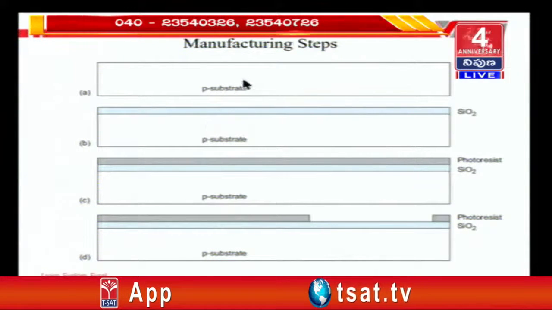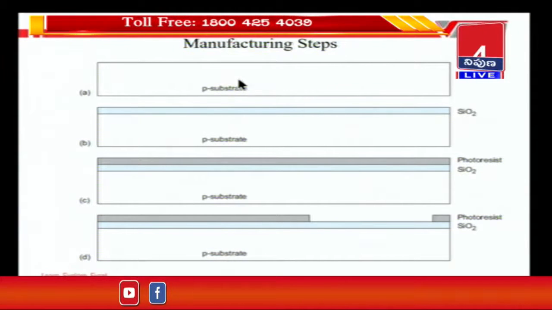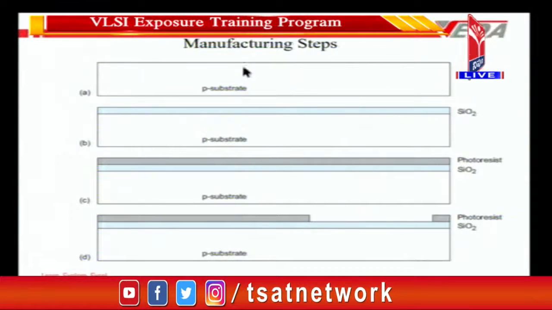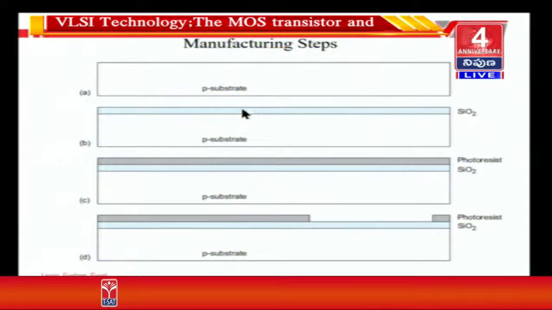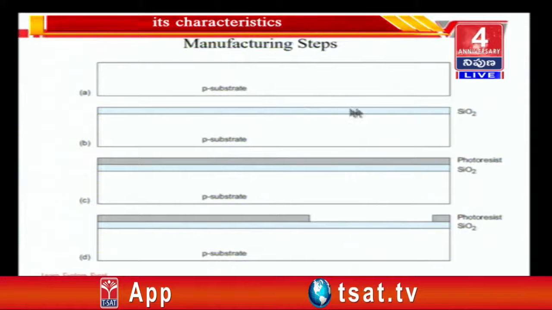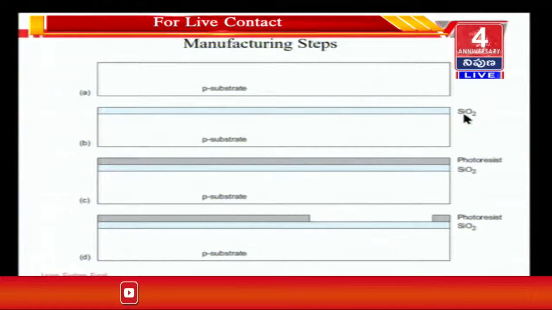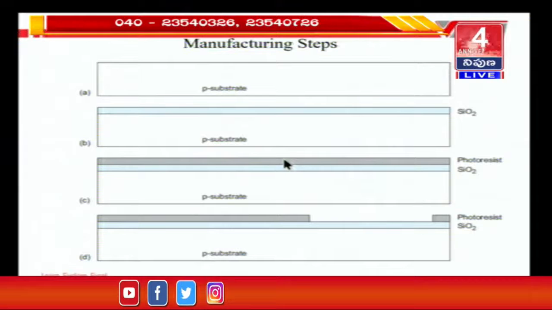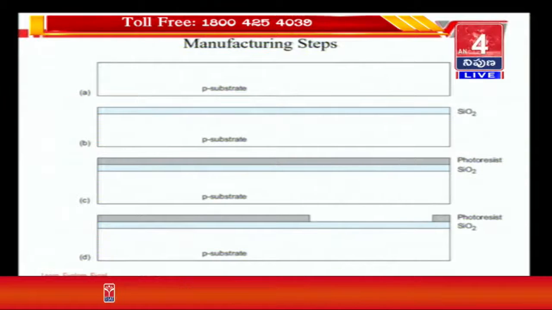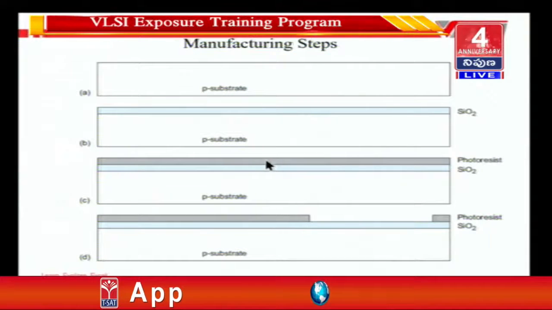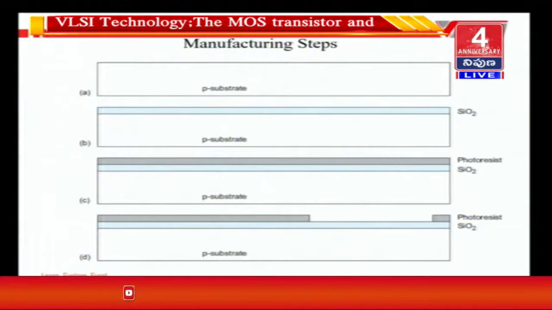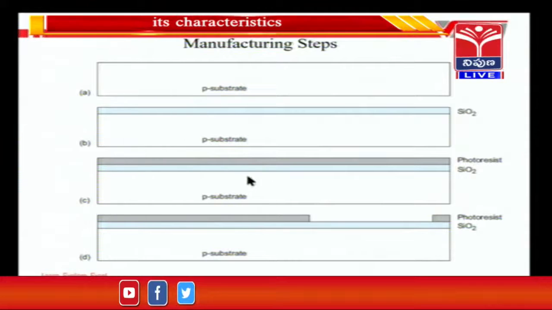When this substrate is taken through a process of CMP, chemical mechanical polishing, the surface is polished, and then it is heated in an oxygen rich environment at about 1200 degrees centigrade, which gives you a layer of silicon dioxide, SiO2, as you can see over here. Then the photoresist is applied, and the wafer is spun at high speed, so that the photoresist, which is basically a liquid, gets evenly distributed in a thin layer on the surface of the substrate.